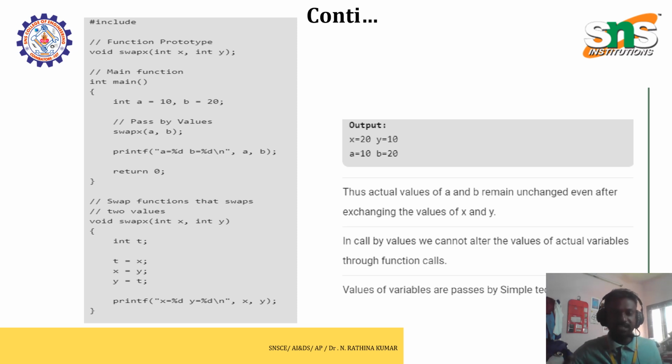Then we perform the swapping operation by using a temporary variable t. We created one more additional variable named t. Then the next three lines are very simple. The value of x is first assigned to t, then the value of y is assigned to x, then finally the value of t is assigned to y. Finally we perform the printf operation. That's all. See this program, and see the output on the right side.